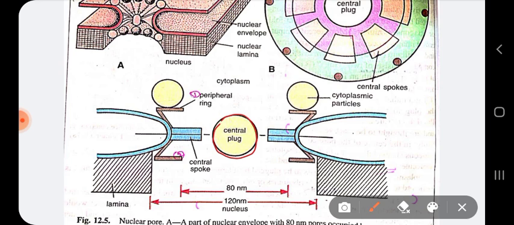Now, these nuclear pore complexes perforate the nuclear envelope, bringing the lipid layers of the inner and the outer nuclear membrane together around the margins of each pore. So you can see this is the nuclear envelope with its inner and outer nuclear membrane. They merge at a point, and this is the space where the nuclear pore complex is observed.